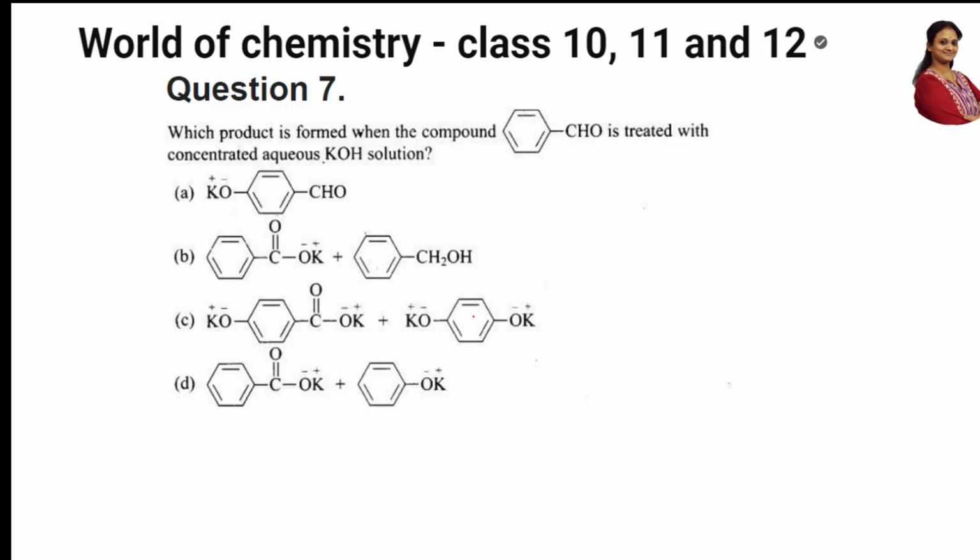Which product is formed when the compound CHO is treated with concentrated aqueous KOH? Again, almost the same, Cannizzaro only. What did I say? Cannizzaro shows a disproportionation reaction, right? Cannizzaro means KOH, and it shows disproportionation. So one is oxidized, one is reduced. They ask me the product, so let us check.